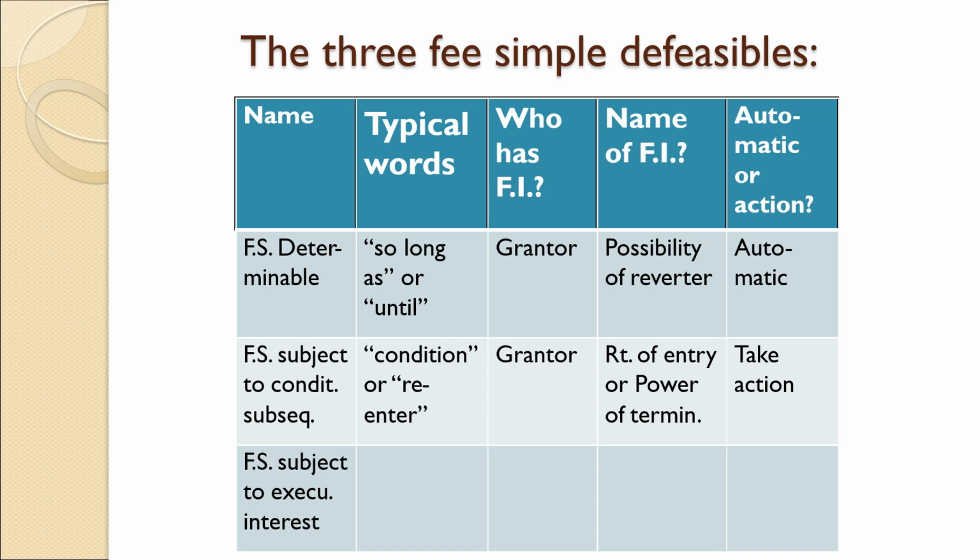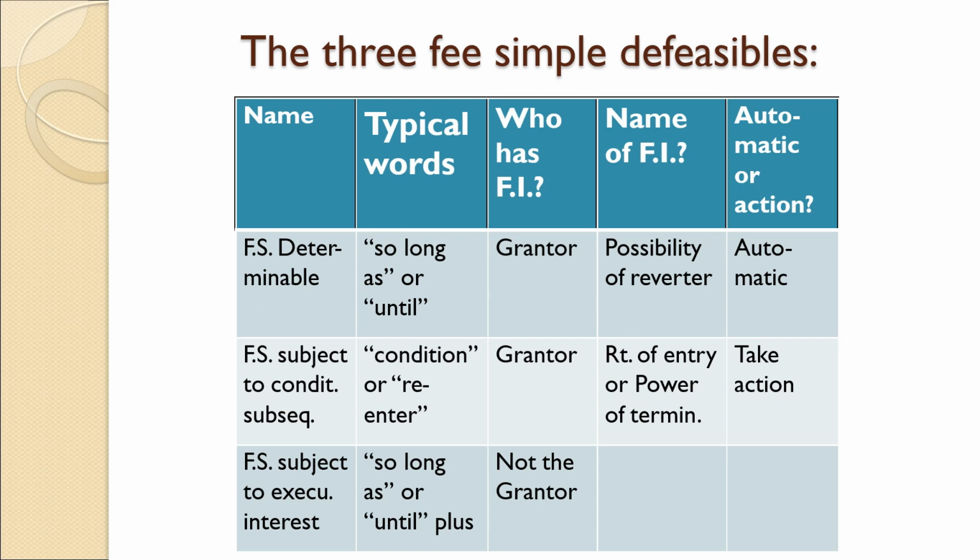The third of the 3 fee simple defeasibles is the fee simple subject to executory interest. Once again, the usual words here are so long as or until, but they're not the only words. We need some additional words here, because who has the future interest? In this case, it's not the grantor, it's somebody else, and so we need some words that indicate who the future interest belongs to.